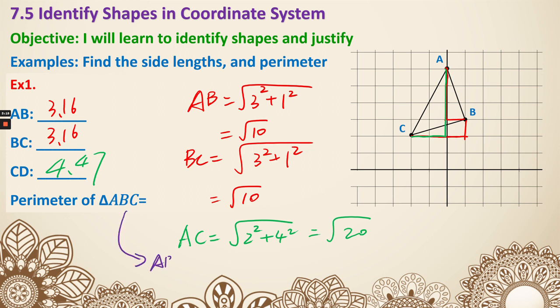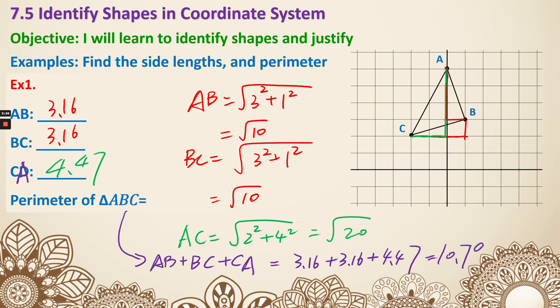And lastly, in order to find the perimeter, all I need to do is add all of them together. This is going to equal AB plus BC plus CA. That is 3.16 plus 3.16 plus 4.47. The first two get you 6.32. So together, 10.81. That is example 1. As you can see, it's quite simple. It's all about something we have learned, finding a distance, and only adding one extra step, which is to add them together.